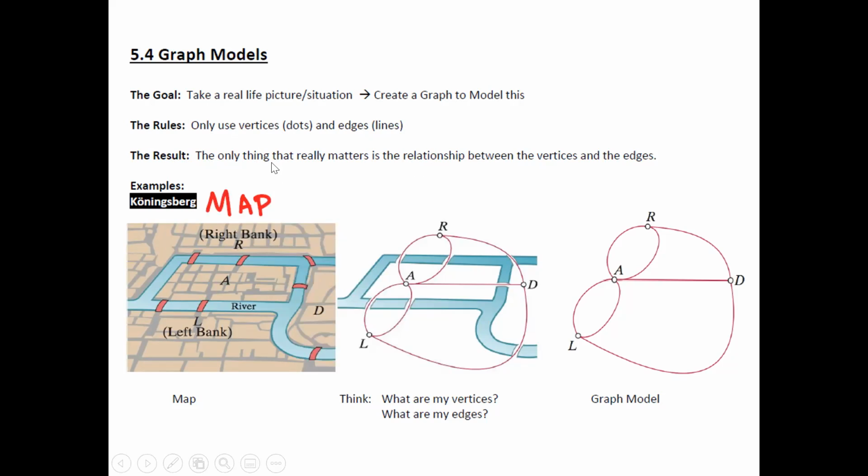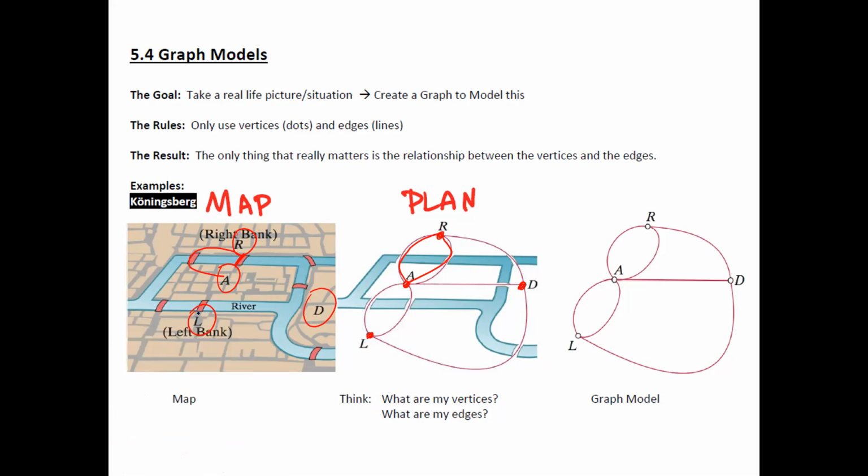So this here represents the map. Next, you have a plan. So what you're thinking of is where are your vertices, where are your edges. In this situation, if you look at it, your vertices are going to be R, A, and L for the left bank, and then D. And then from there, you look at the different paths. So from A, I can go over and cross to R in 2 different bridges. I can go from A to here or A to here. So there are 2 different paths.